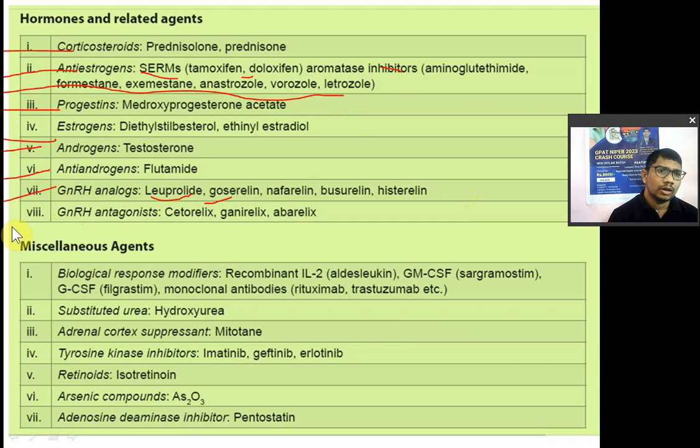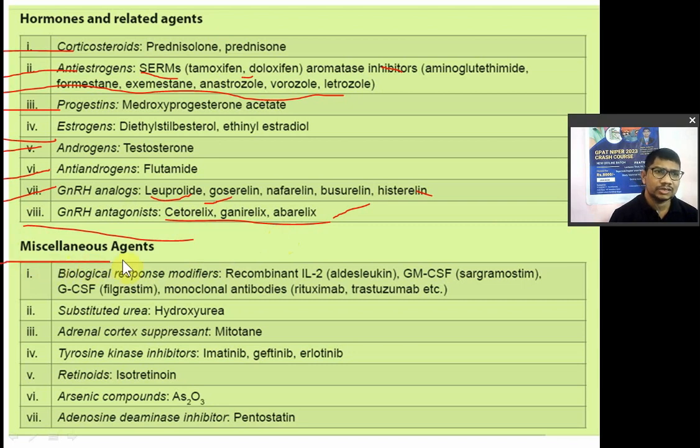Gonadotropin releasing hormone antagonists. In that you have cetrorelix, ganirelix, abarelix. The ones with 'relix' are antagonists and the ones with 'relin' are agonists. So gonadotropin releasing hormone analogs, the 'relins': histrelin, buserelin, nafarelin, goserelin, leuprolide. These are the analogs of gonadotropin releasing hormone. And gonadotropin releasing hormone antagonists, the 'relix': cetrorelix, ganirelix, abarelix.